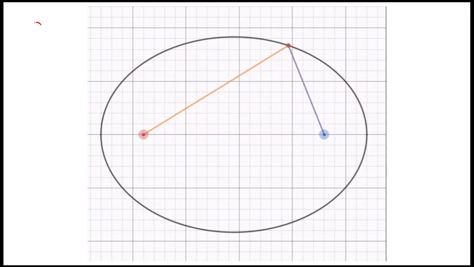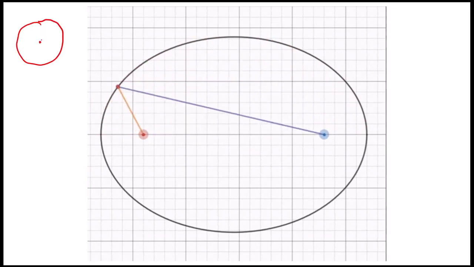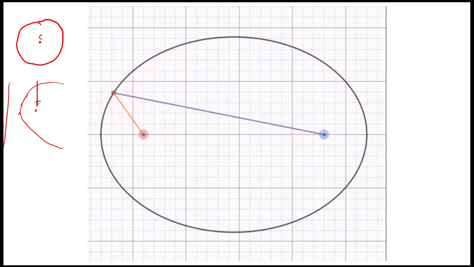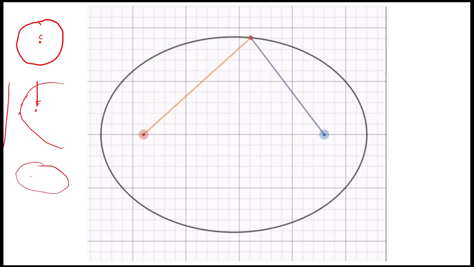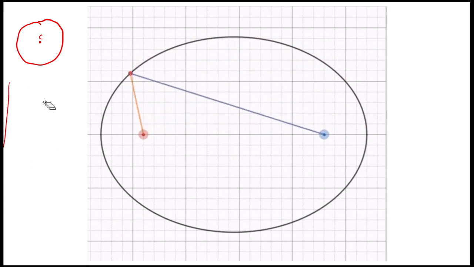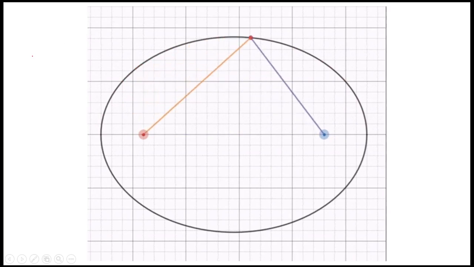Kung matatandaan nyo yung circle, set of all points na equidistant from a fixed point called the center. Yung parabola, set of all points siya na kung saan equidistant siya from a fixed point called the focus and a fixed line called the directrix. Diba? So, si circle, ang kanyang basis is a fixed point. Si parabola, ang kanyang basis is a fixed point and fixed line. Si ellipse, dalawang fixed point. The sum of the distances from any point in the ellipse to these two fixed points called the foci is always constant. Dalawang point naman yung basis ngayon para ma-form yung ellipse.